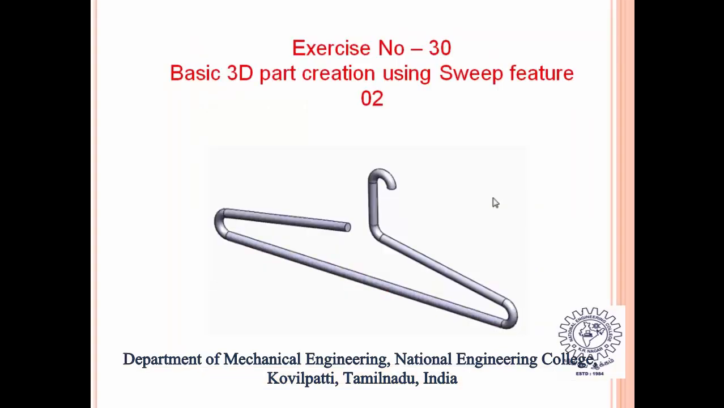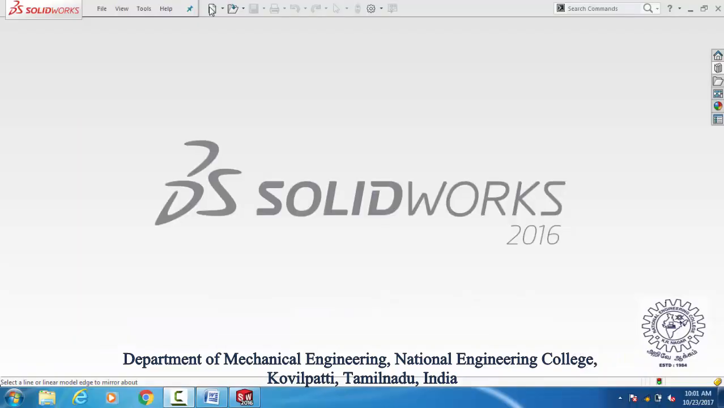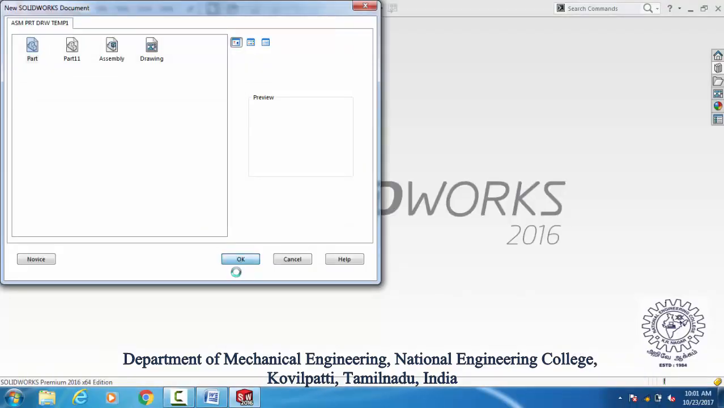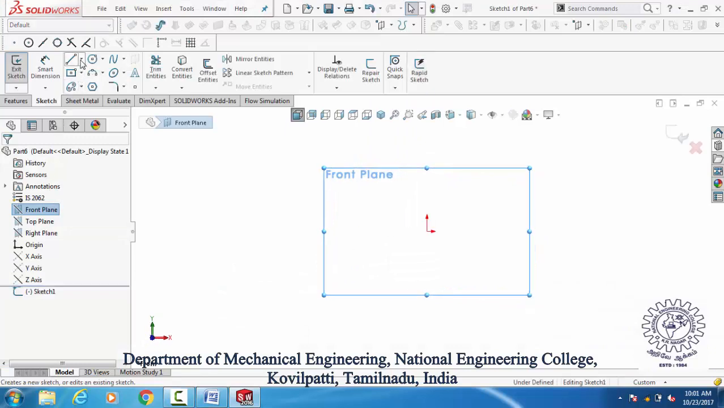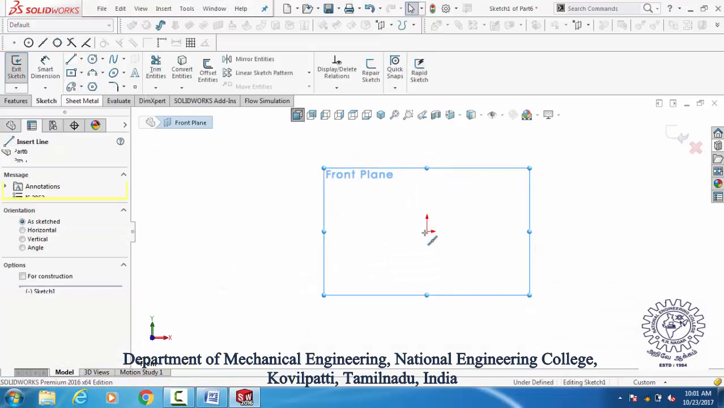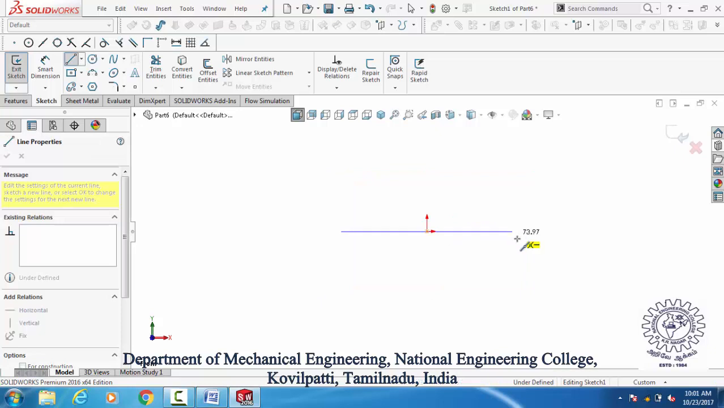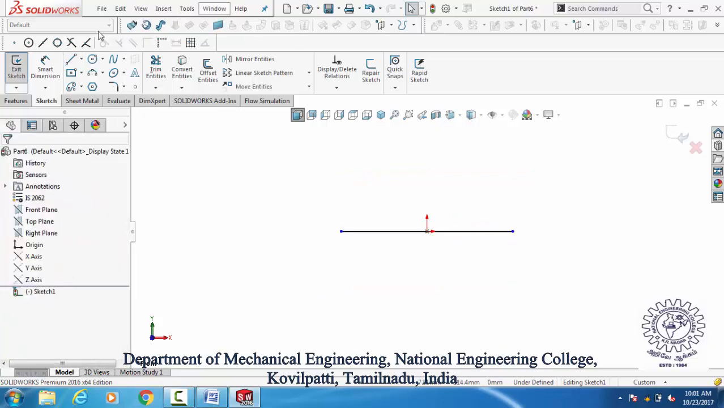In this video, we are going to see about the basics of 3D modeling. Exercise number 13. First, select the new part. Then pick front plane for sketching. Then, under line command, select midpoint line and draw a line from the origin. Specify its dimension using smart dimension command.